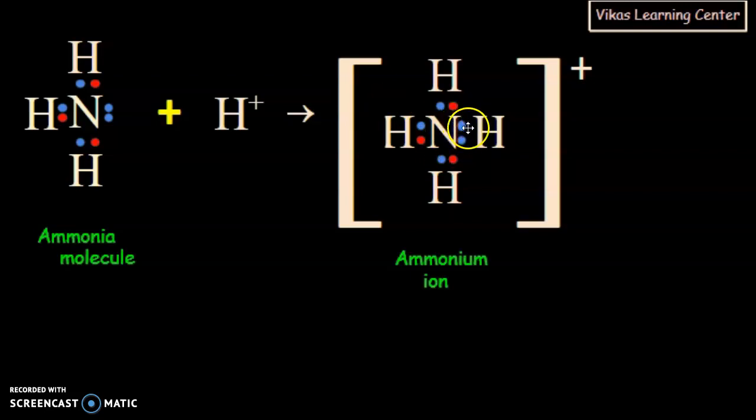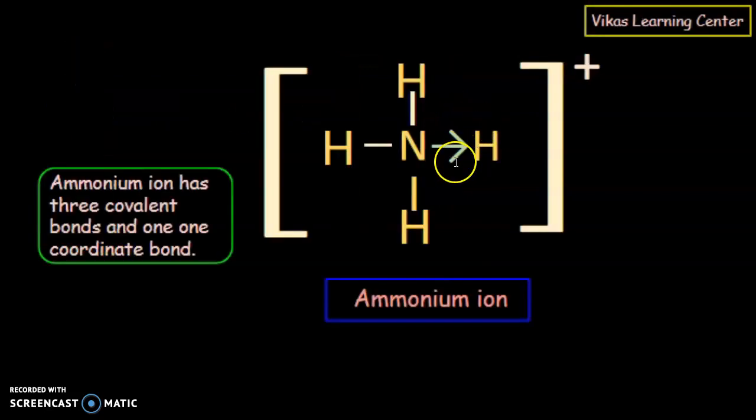You can see here, it shares its lone pair of electrons with this hydrogen ion. And as this electron pair is provided entirely by this nitrogen atom for sharing between this nitrogen and hydrogen ion, you can see this leads to the formation of a coordinate bond. And hence, in total, this ammonia molecule has converted into your ammonium ion when a hydrogen ion is added to it. And now you can observe here, it has 3 covalent bonds and 1 coordinate bond.